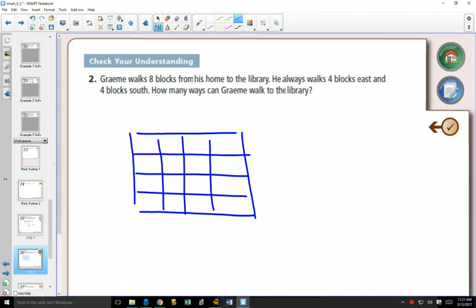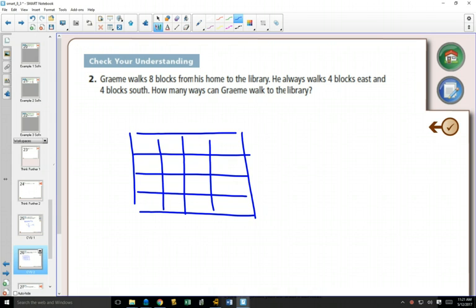Okay, on which corner is his house and which corner is the library? That's a city grid looking from the top. It's a map. Where would his house be? Where would the library be? They're going to be in opposite corners.